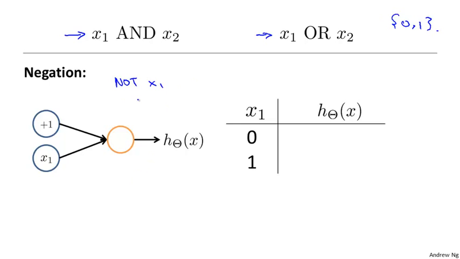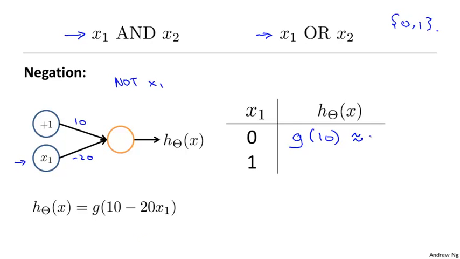Let me just write down the weights associated with this network. We have only one input feature, x1 in this case, and a bias unit plus 1. And if I associate this with the weights plus 10 and minus 20, then my hypothesis is computing this: h of x equals sigmoid of 10 minus 20 times x1. So when x1 is equal to 0, my hypothesis would be computing g of 10 minus 20 times 0, which is just 10, and so that's approximately 1. And when x1 is equal to 1, this would be g of minus 10, which is therefore approximately equal to 0. And if you look at what these values are, that's essentially the not x1 function.